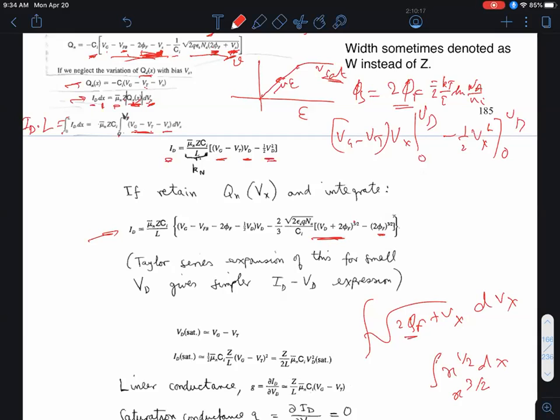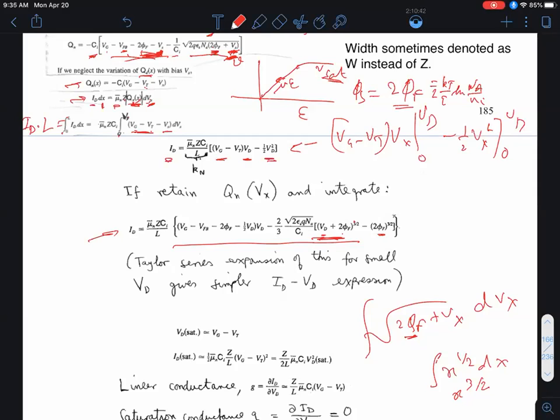So that thus gives me 2 phi f to the power 3 halves. And then at the drain end, Vx is equal to Vd. So that gives you Vd plus 2 phi f raised to the power 3 halves, okay? So that's a more accurate version of the current voltage characteristics, while this is a simplified version where I ignored the dependency of the depletion charge on channel position, okay?